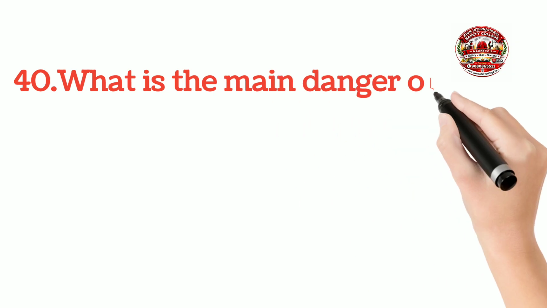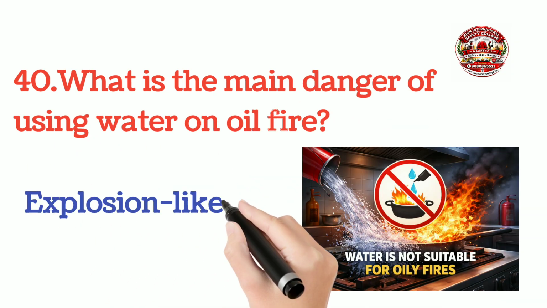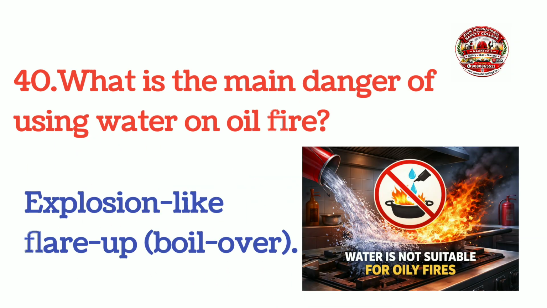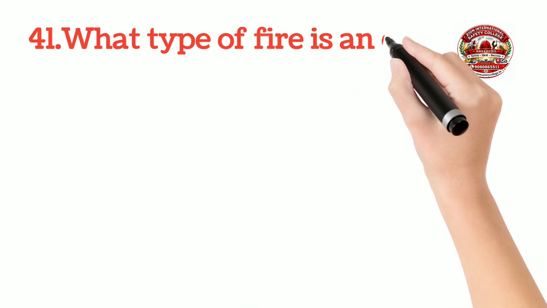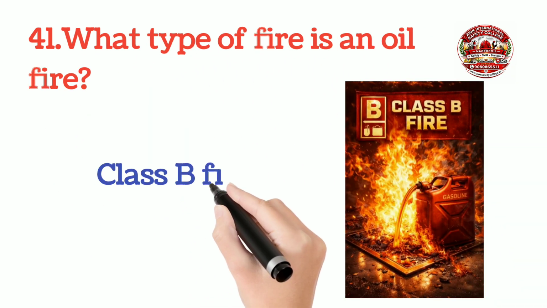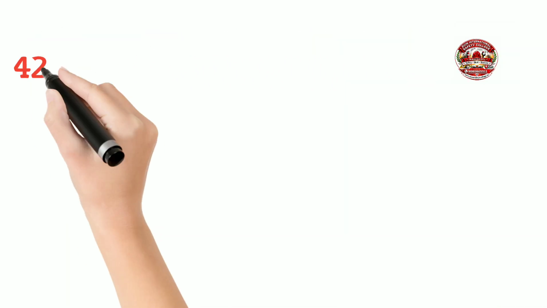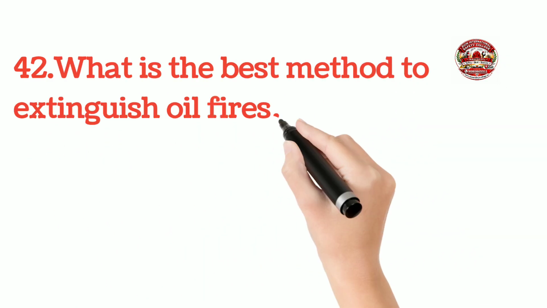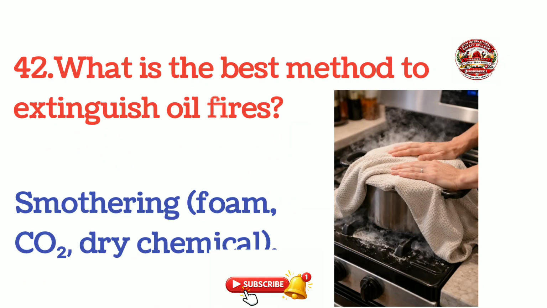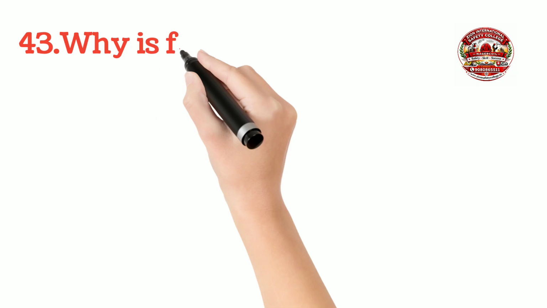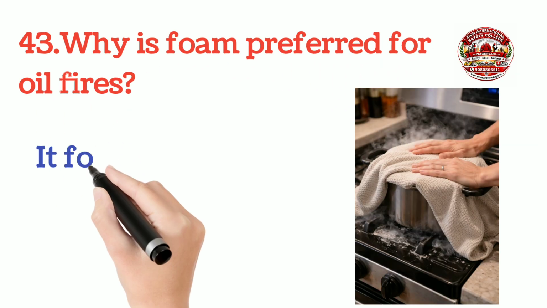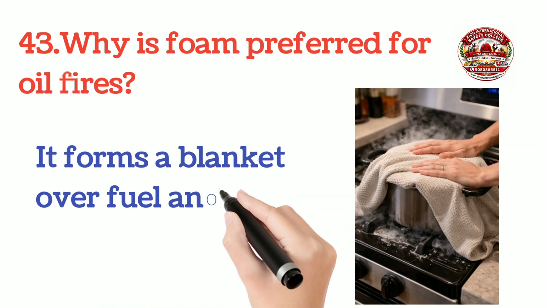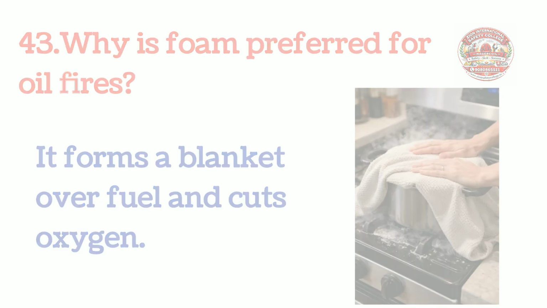What is the main danger of using water on oil fire? Explosion-like flare-up, boil over. What type of fire is an oil fire? Class B fire. What is the best method to extinguish oil fires? Smothering, foam, CO2, dry chemical. Why is foam preferred for oil fires? It forms a blanket over fuel and cuts oxygen.